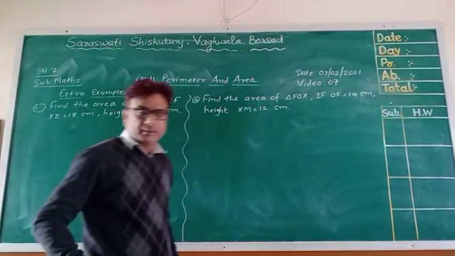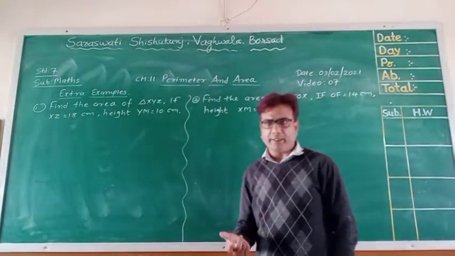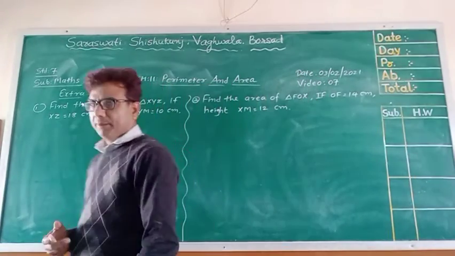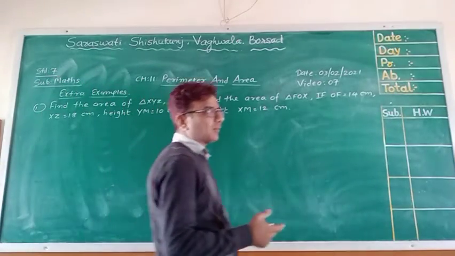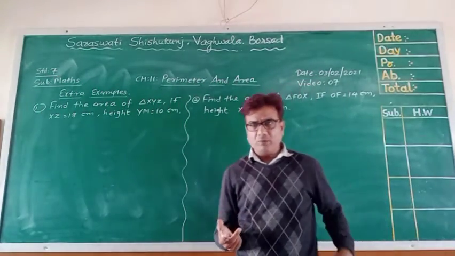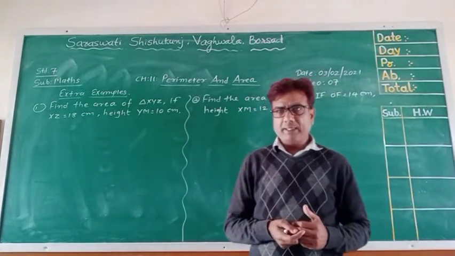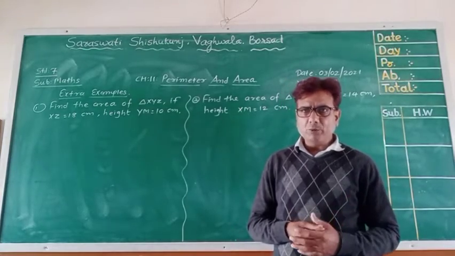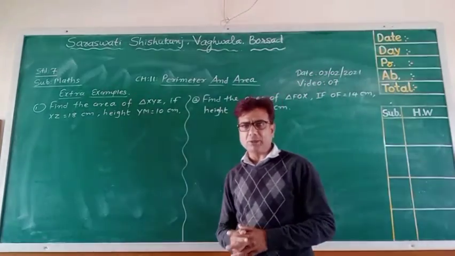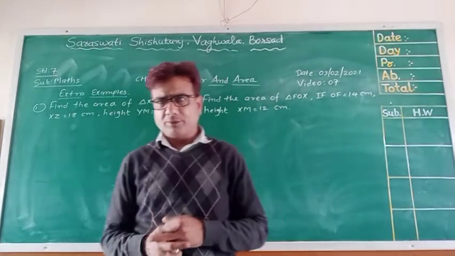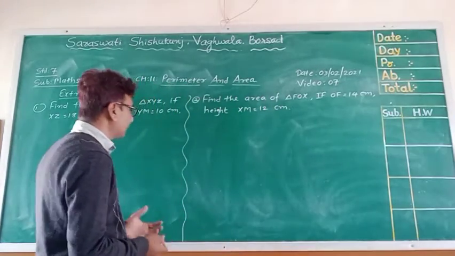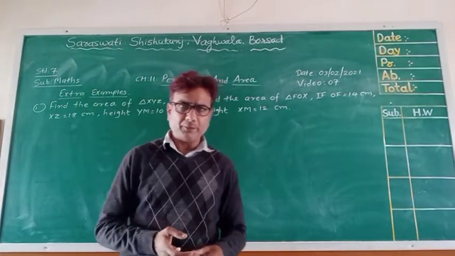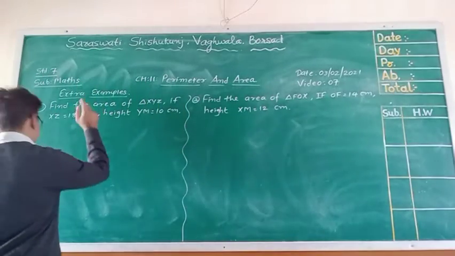Good morning, students. Today we will continue chapter number 11, perimeter and area. In the previous session, I taught area of a parallelogram. Area of a parallelogram equals base into height, and we studied so many sums in the previous session. Today we will study triangle area sums. Here we know the formula: area of a triangle equals 1/2 base into altitude. So, these are extra examples.